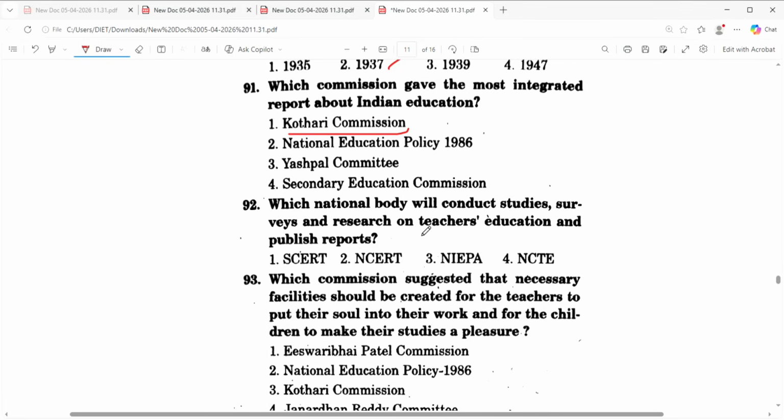Which national body will conduct studies, surveys and research on teacher education and publish reports? So at the national level, the research institution happens to be the one that conducts studies and research on teachers. You see, it's not students. So it will be the National Council for Teacher Education.